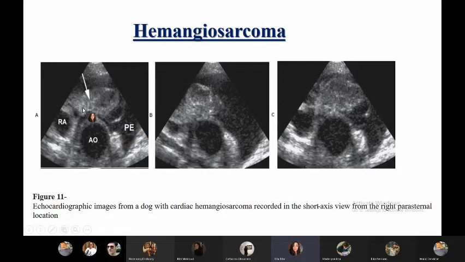And it's also consistent with the movement of the right atrium, as seen in B and C. In B, this is during systole, and in C, it's during diastole. So it's moving with the movement of the atrium, or with the cardiac cycle.